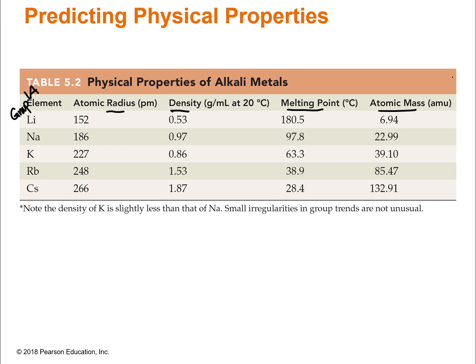What you can notice is that, again, the trends that we're talking about, as you go from the bottom to the top, the atomic radius is decreasing. For density, we're seeing a similar trend. Now, there is a little bit of fluctuation here with sodium and potassium, and that's common. But overall, you're going to see the same trends.